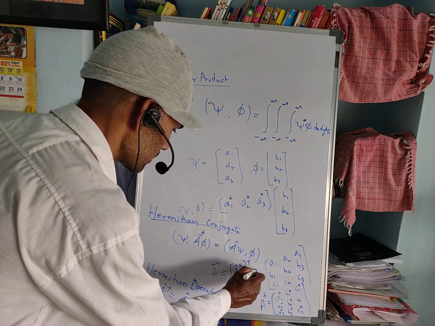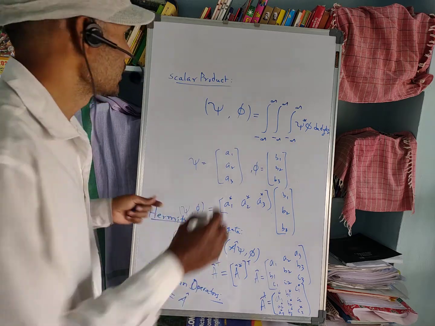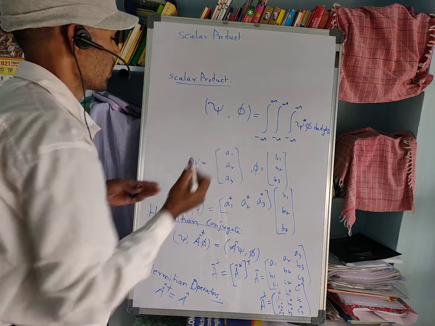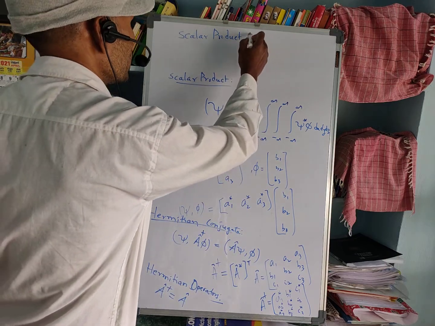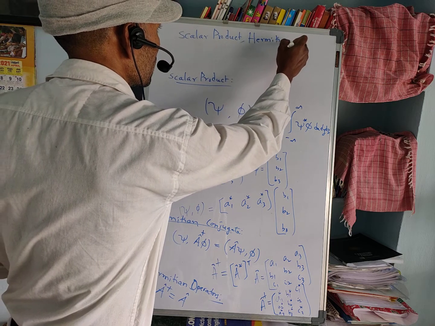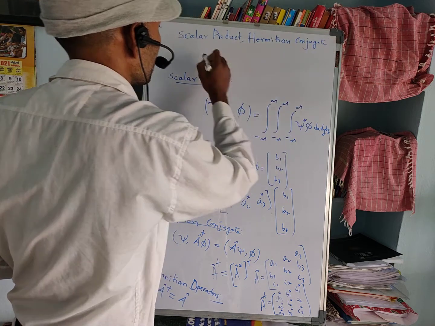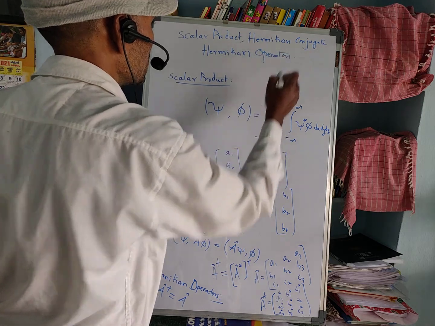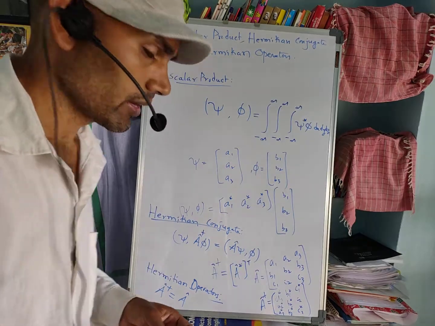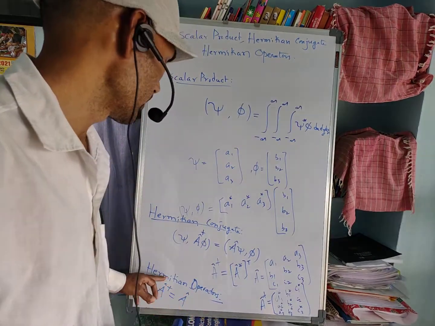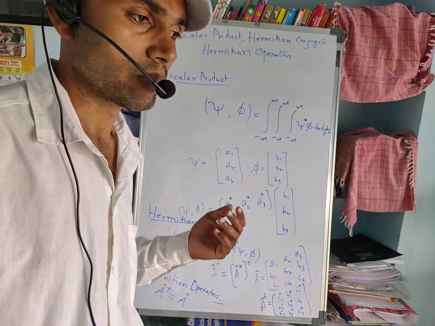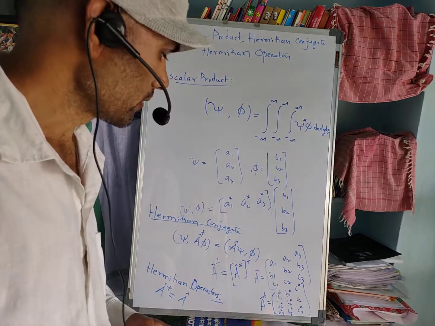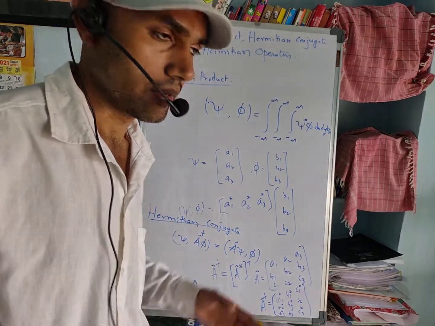In this video we have defined the scalar product of two state functions or two state vectors. Then we defined the Hermitian conjugate, and using that we defined Hermitian operators. The reason why we care so much about Hermitian operators is that in quantum mechanics all the physical observables are Hermitian operators, including position, momentum, force, and energy. We'll learn more about Hermitian operators in the next video.